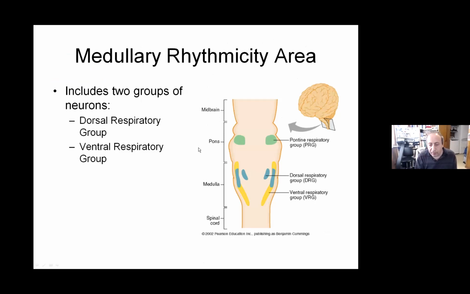So, as I mentioned, the rhythmicity occurs mostly in the ventral respiratory group at the top part, where there is the pre-Bötzinger complex. But these areas are interconnected, so they coordinate activity. Respiration is a cyclic activity, so some neurons are excited, other neurons are inhibited.